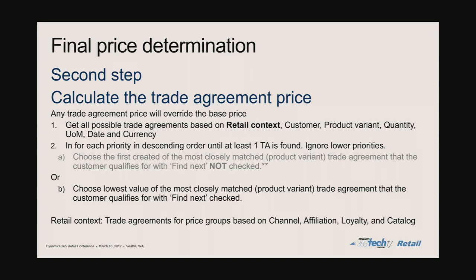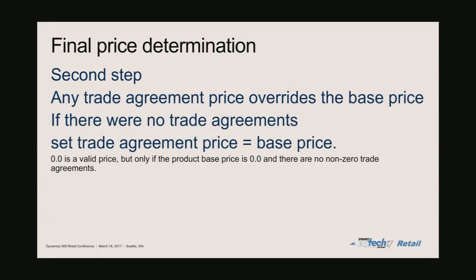Okay, so we got a bunch of trade agreements. We started at the highest priority. We found one. So if we do find a trade agreement, we'll always use it over base price, higher or lower, right? So if my base price is 100, the trade agreement is 120, we'll use the trade agreement. So trade agreement always overrides base price when we're trying to get to the final price for the line. That's pretty straightforward. If there are no trade agreements, then we set the trade agreement price from the base price so that we do have a trade agreement price. We don't just skip it.